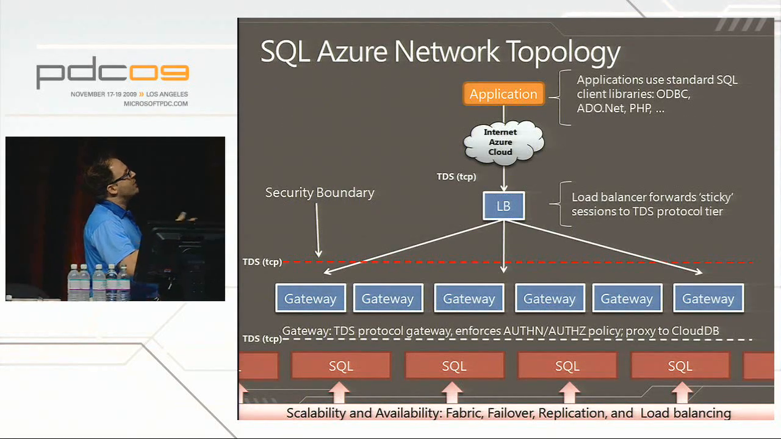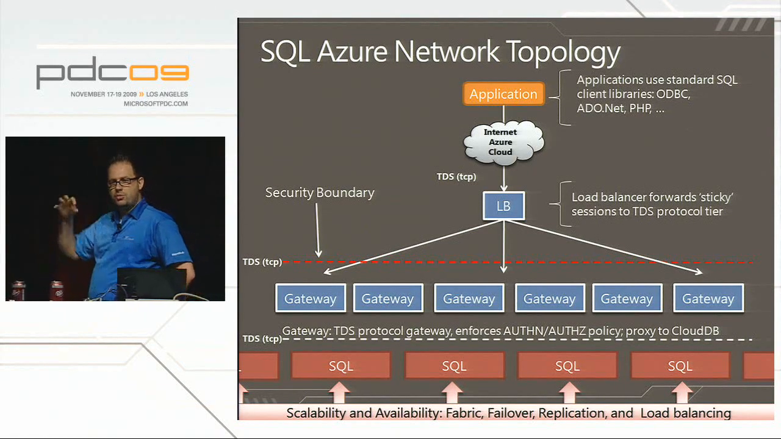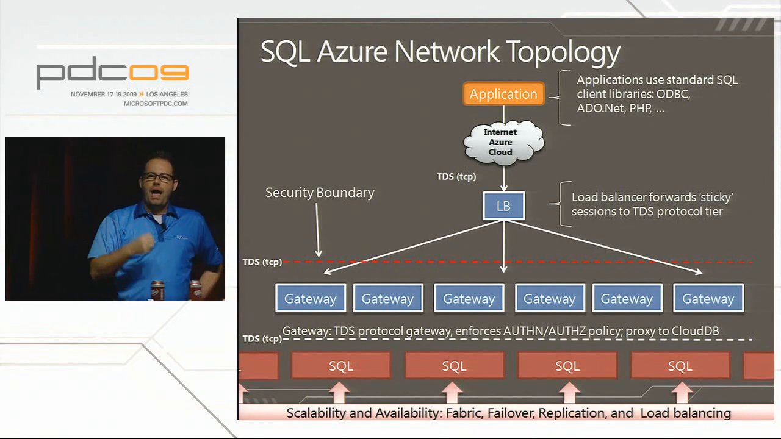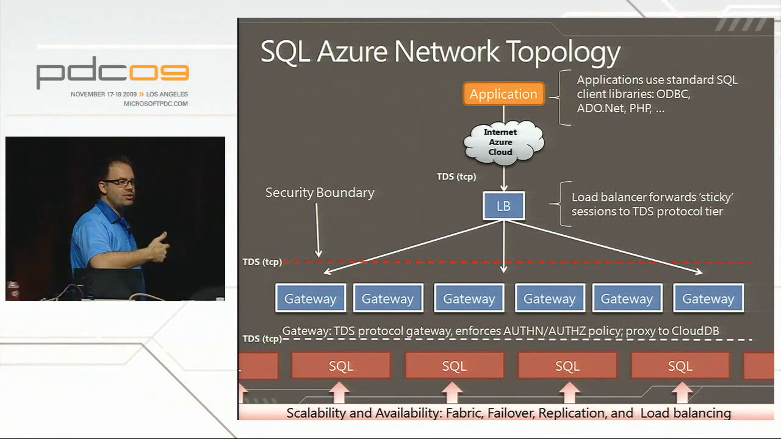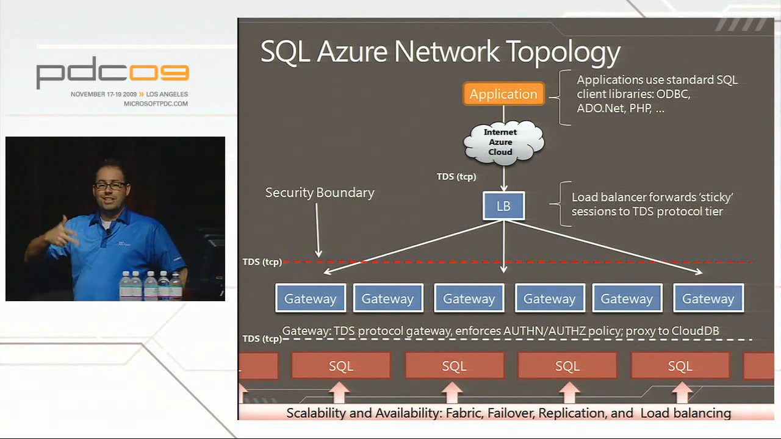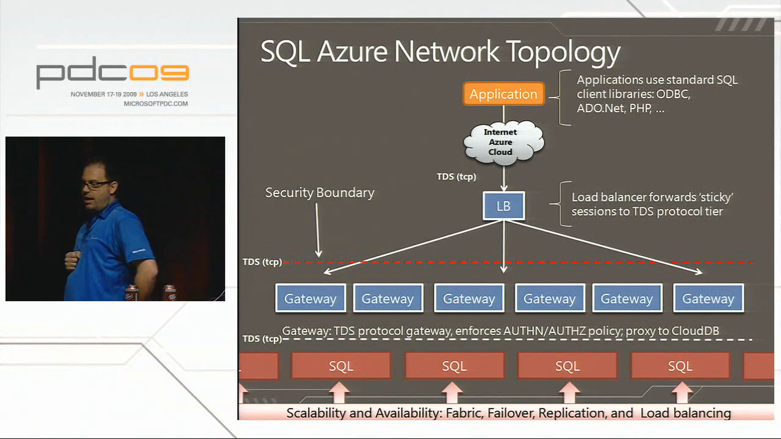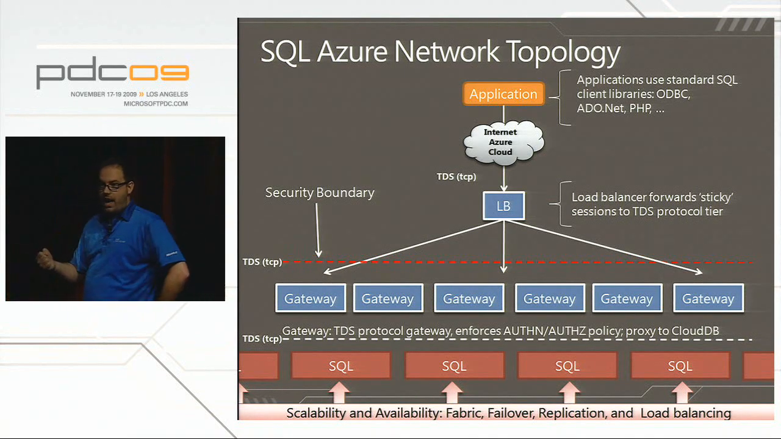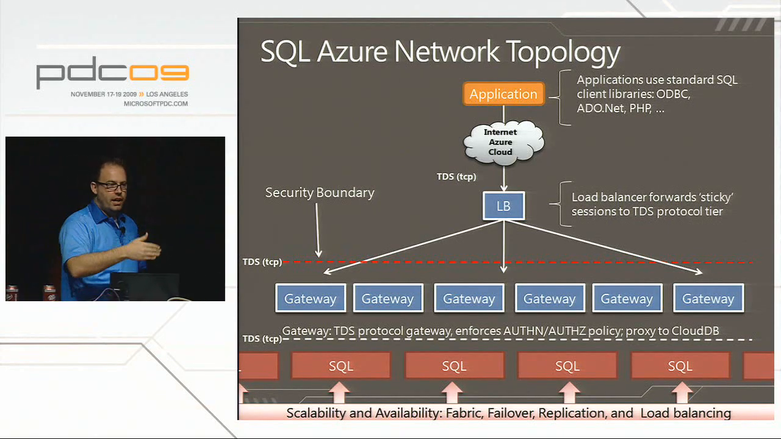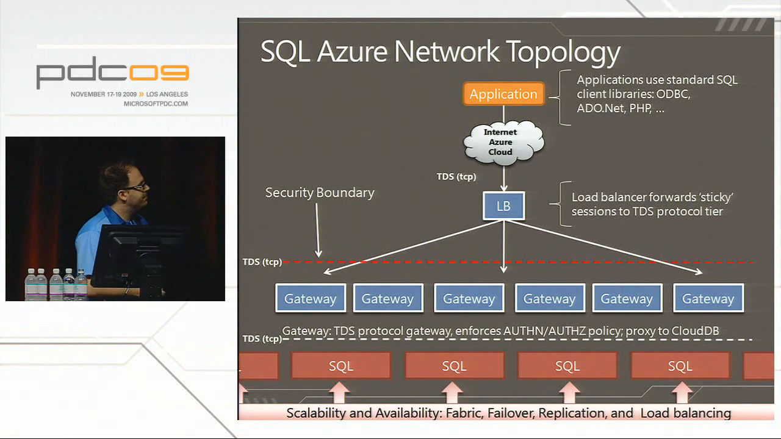Moving on to the network topology that we have in the service. We have an app that's running either in Windows Azure or on somebody's laptop, sending packets to our service. It could be using ODBC, ADO.NET, PHP, or a socket, frankly. Each of those packets arrives at a load balancer that we have, which is listening on port 1433, and then balances the traffic amongst a set of front-end nodes that are running a process we call the gateway.